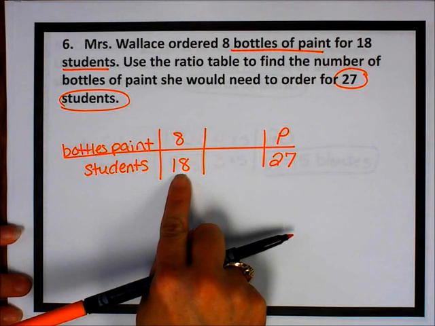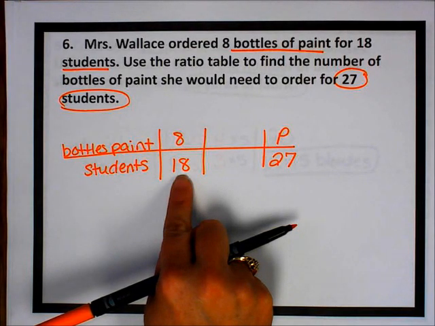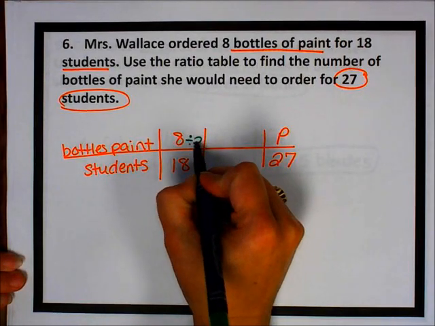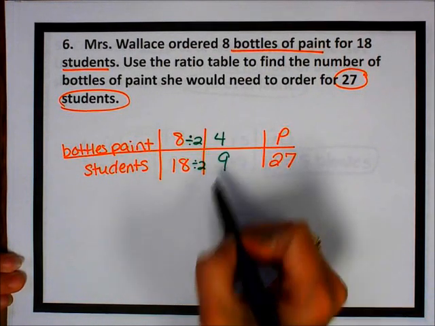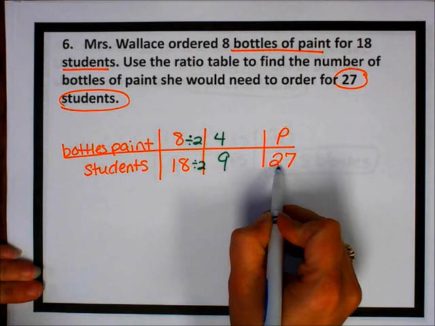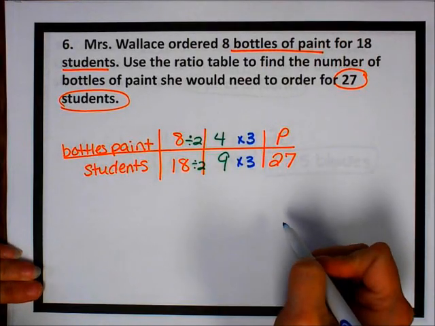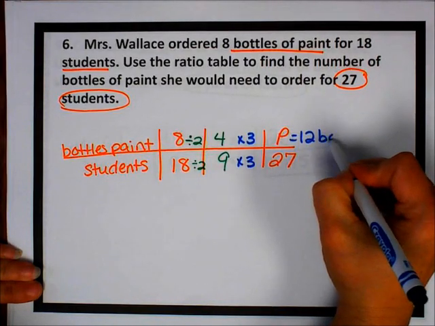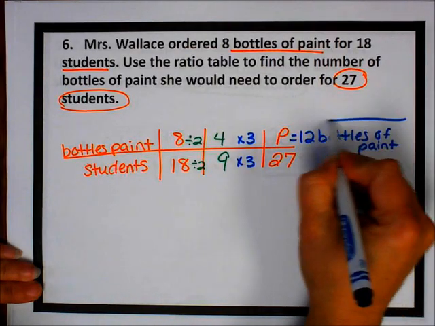Now notice, I can't do anything to get from 18 to 27, so I'm going to see if I can simplify my ratio. And both of those are even, so I know I can simplify by 2. So the ratio 8 to 18 simplifies to 4 to 9. Now I notice I'm able to do what to get from 9 to 27? That's right, multiply by 3. So I'll also have to multiply the top row by 3. So 4 times 3 is 12. So I'm going to need 12 bottles of paint for the 27 students.